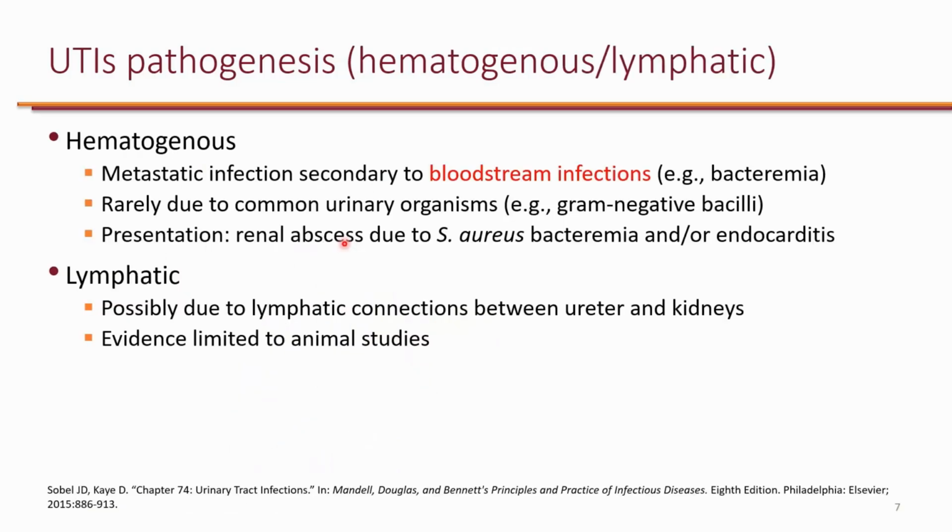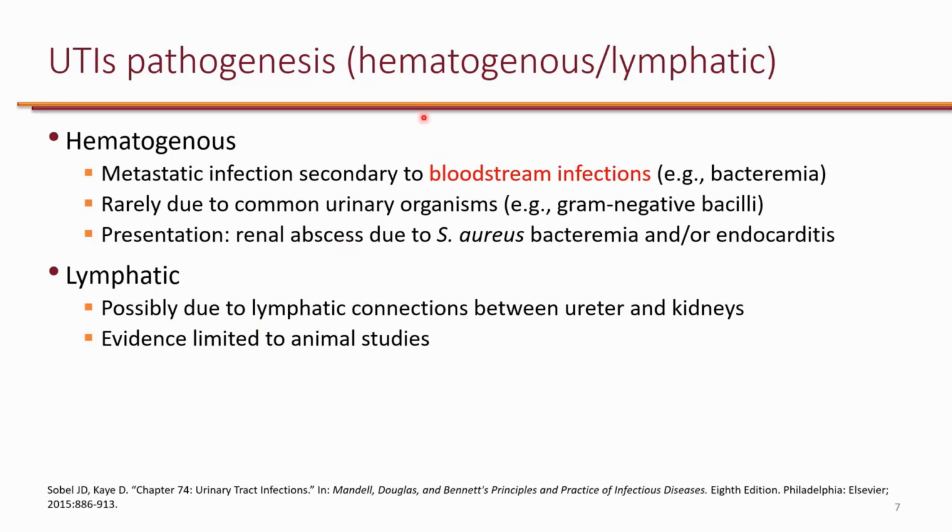In general, there are 3 ways to get urinary tract infection. The first way is through the ascending pathway, which I just described, with the bacteria translocating from the gut to the urethra and ascending to the bladder and then to the kidneys and eventually to the blood.